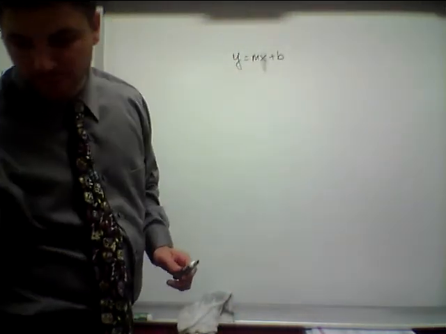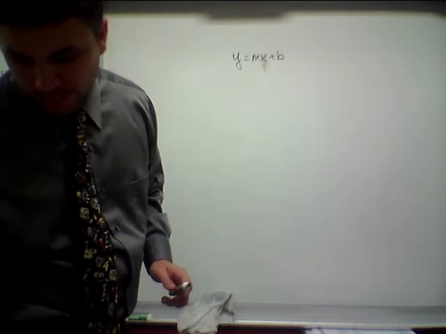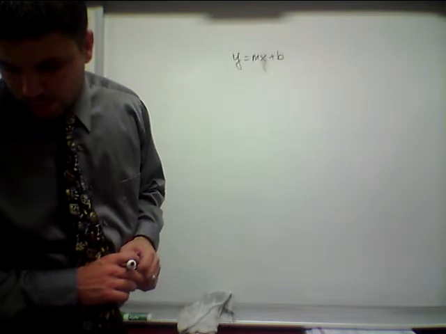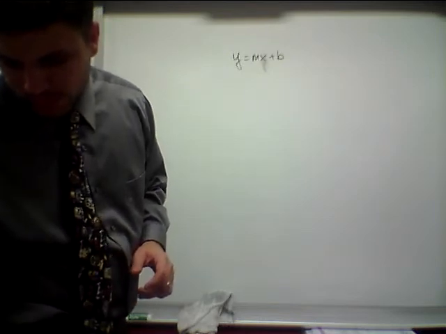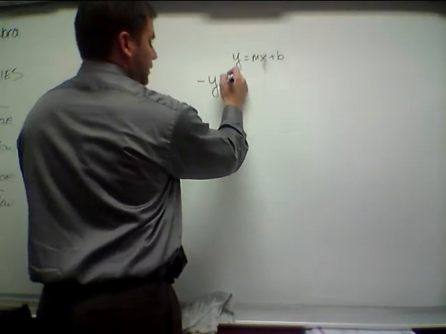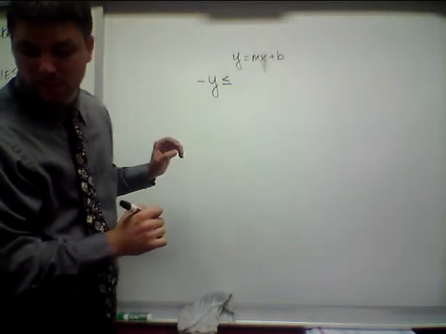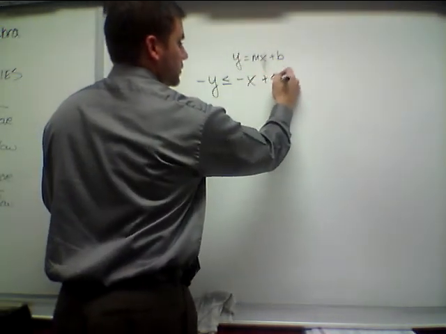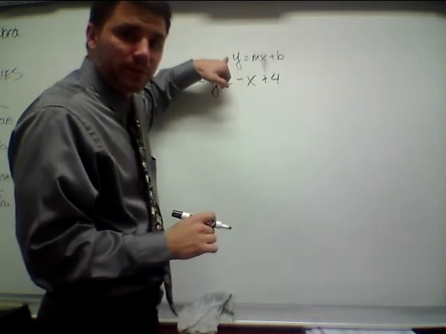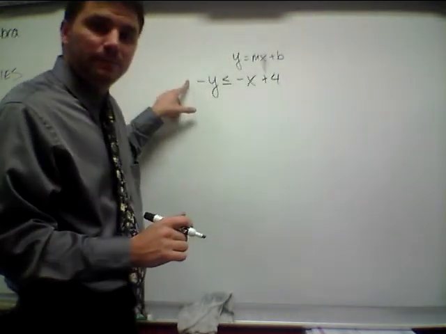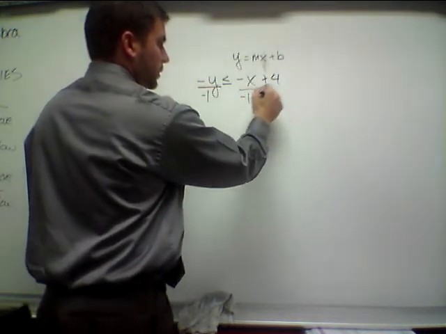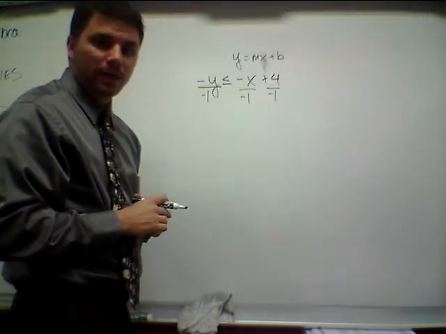The second example that we'll do is an example from one of the homework problems, and we'll try to make it a little bit more challenging. -y is less than or equal to -x plus 4. First thing that I need to realize here is it is not in the form y equals mx plus b because of the negative. In order to get that negative out, I'm just simply going to divide everything in the inequality by a -1.